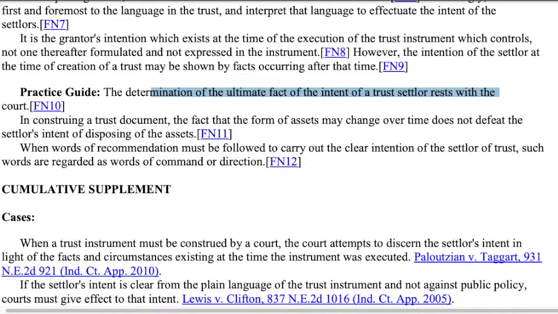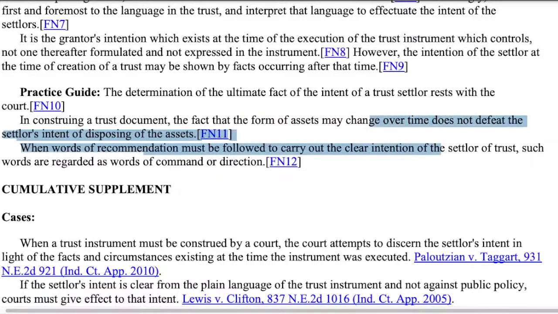All these things come into play. Everything we've read is a way of articulating and expressing in the written word what your argument is going to be to a court, so it can move in your favor. In construing a trust document, the fact that the form of assets may change over time does not defeat the settlor's intent of disposing of the assets. So the form of assets may change, but it does not defeat the intent of disposing of the assets.